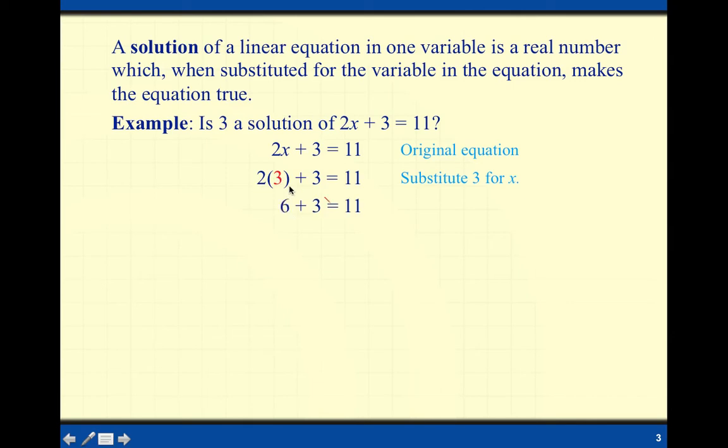Then, 2 times 3 is equal to 6 plus 3. Is 6 plus 3 is equal to 11? The answer is no. So therefore, 3 is not a solution for 2x plus 3 equals 11.